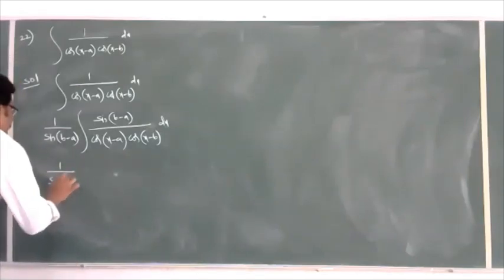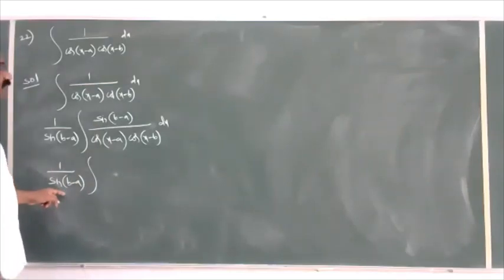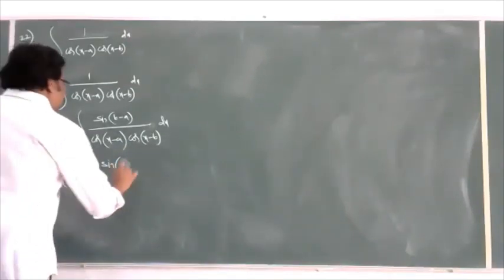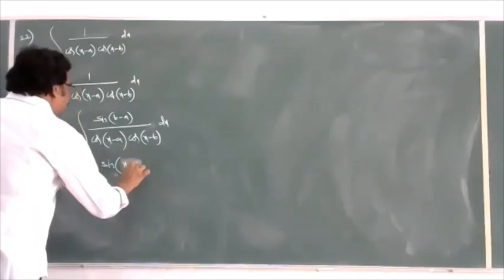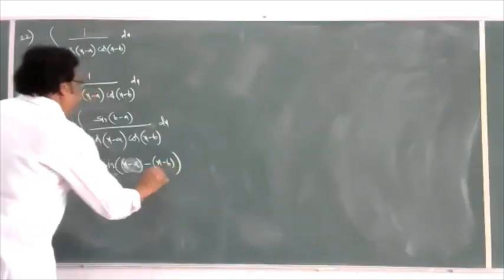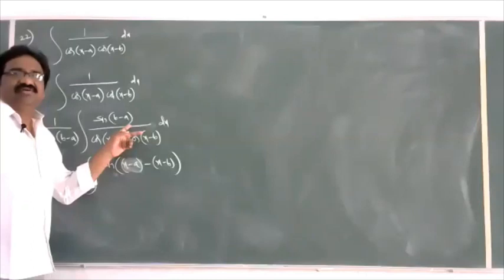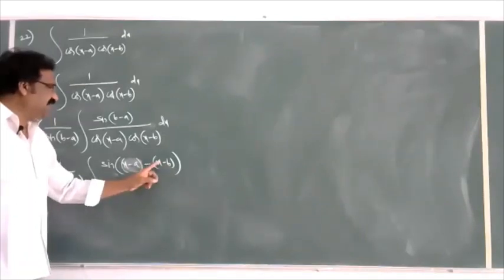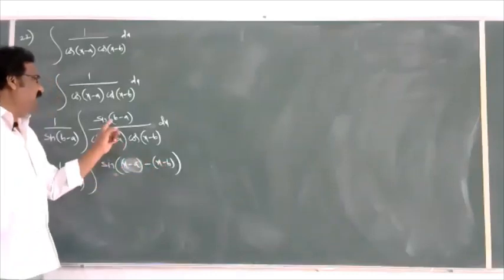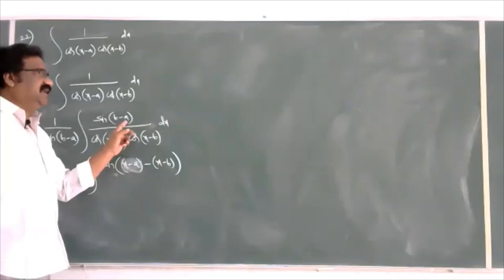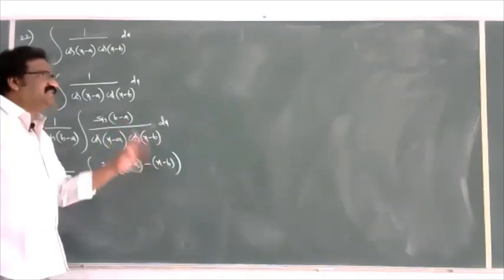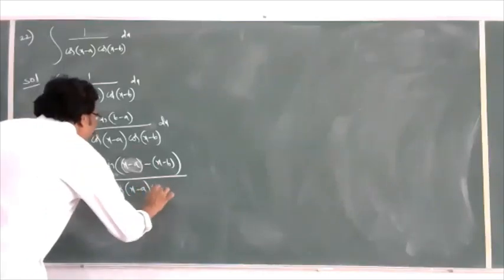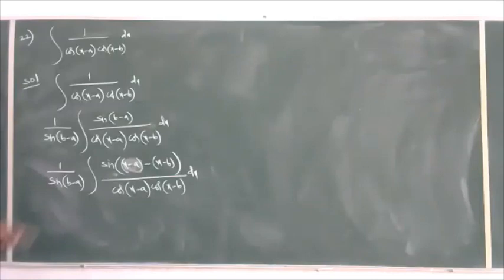Then 1 by sine of b minus a into integral of sine of b minus a, which is sine of x minus a minus of x minus b, by cos of x minus a into cos of x minus b dx. So b minus a is right like this: x minus a minus of x minus b. You take the minus inside, you get minus x plus b. Minus x plus x cancel, then you get b minus a. Yes, simplification is very, very important.